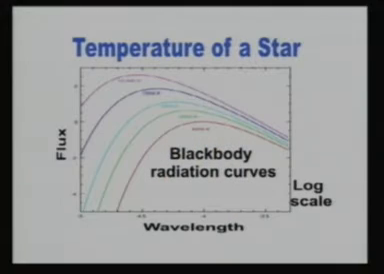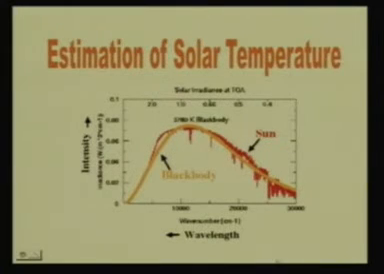This is nothing but thermodynamics: the temperature of a star can be estimated if we compare its energy with one of these curves. We'll show you in the next slide how the solar spectrum is fitted to a certain curve and its temperature is estimated. In this case, the temperature is around 6000 degrees. Yellow is the blackbody curve and red is the actual spectrum, and you can see how close the two match. So by matching this, we can estimate the temperature of a star.